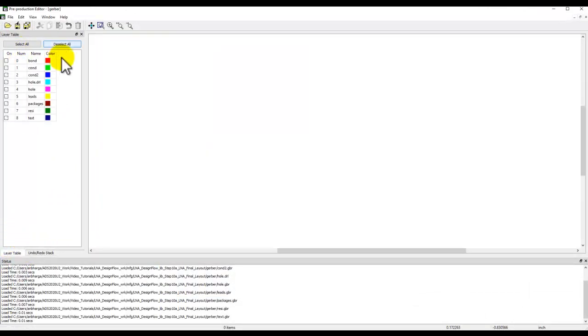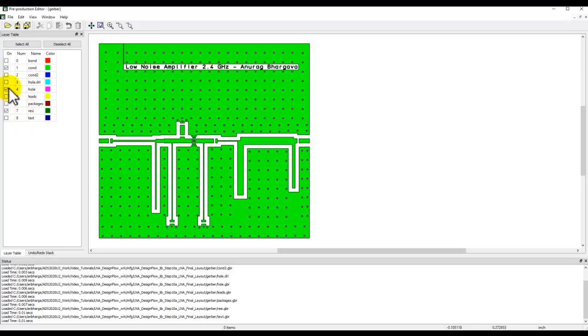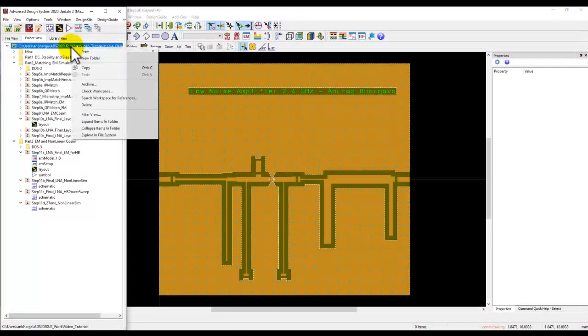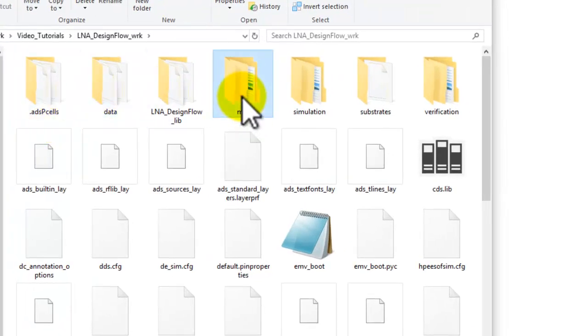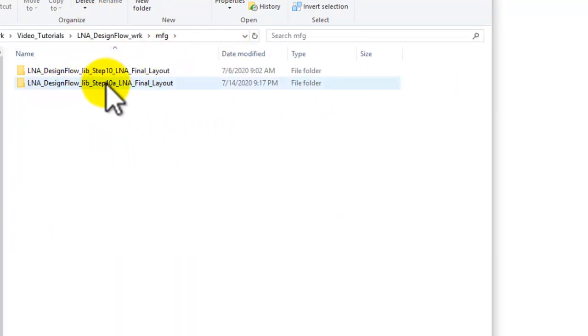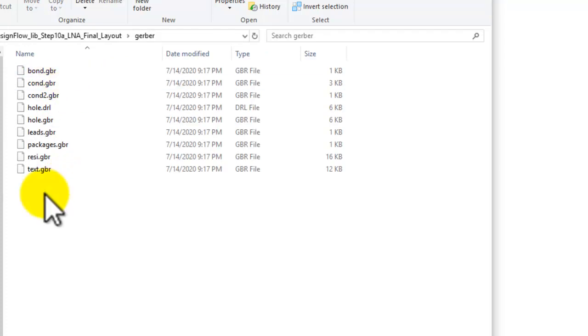And again, you can switch off everything, only look at cond. That's your main design, and then the name which I pointed there, and then finally the hole layer, and that's what your Gerber file is. All right, so where are these Gerber files and all that? We can quickly right click, explore it in file system, and in the file system you have the manufacturing folder, and in the manufacturing folder you have this step 10, which we just used, step 10a, and there you have the Gerber file and the rest of the files.